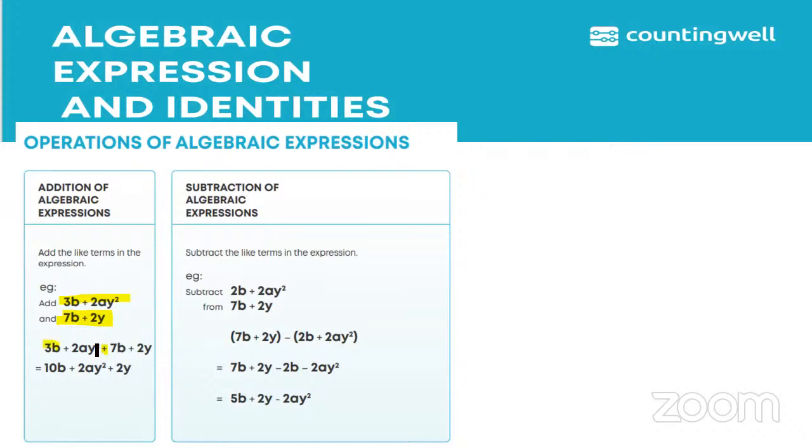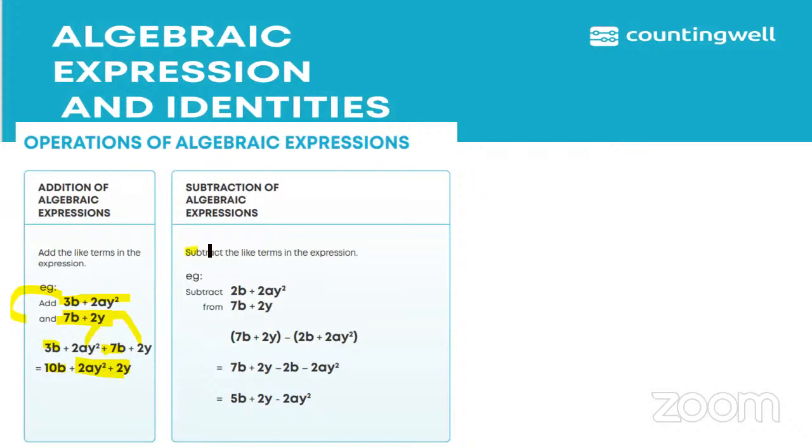So here you can see 3b and 7b have the same variable b with the same power 1. So we add 3b and 7b, which is 10b, because we are adding the numerical coefficients and retaining the variable b. Then we have 2ay square and 2y, but these are not like terms, so we have to keep them as they are. So by adding these two algebraic expressions, we get the answer as 10b plus 2ay square plus 2y.